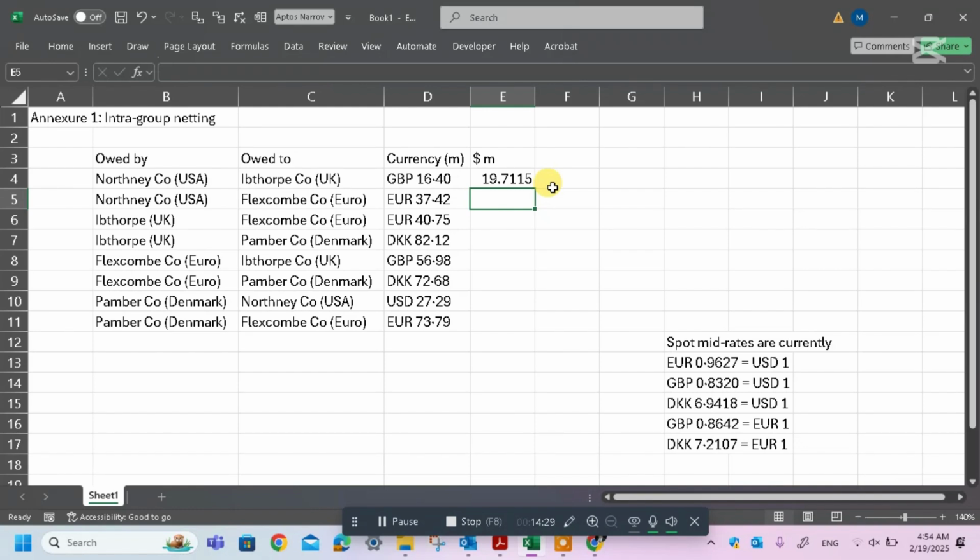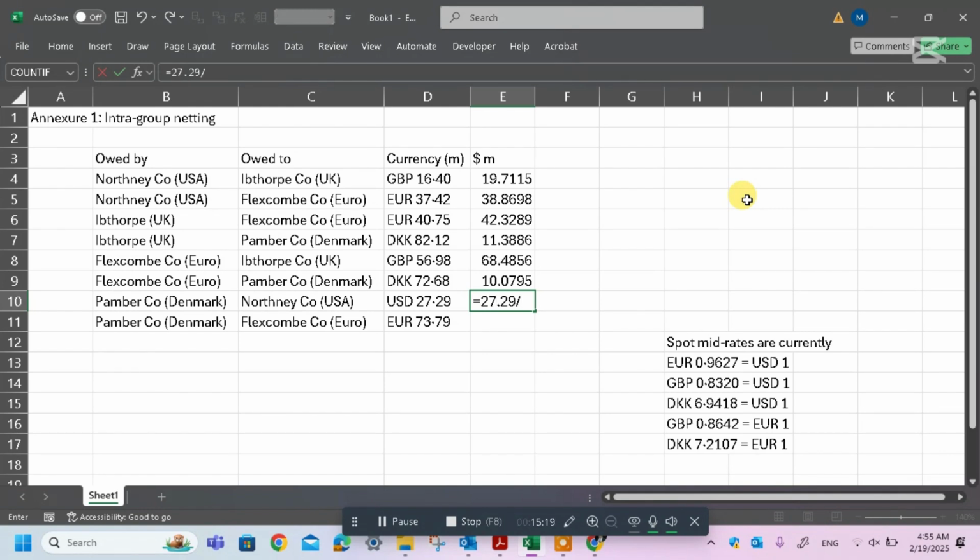Next one, euros here. So 37.42 divided by 0.9627. 40.75 divided by 0.9627. 82.12 divided by 7.2107. 56.98 divided by 0.8320. 72.68 divided by 7.2107.